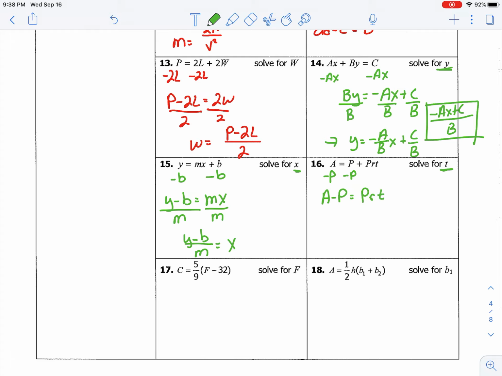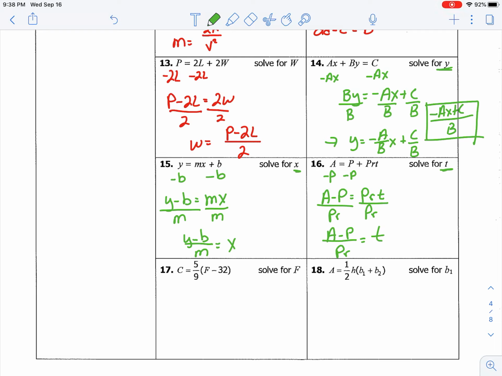All right, so we subtracted the P over. To get A minus P, we have PRT left. We're solving for T, so that means I need to get rid of the P and the R. And so we're going to leave our answer like this. I know a lot of people want to cross out those P's, but we can't. We have to cross out like factors, not like terms. So we're going to be stuck with that.